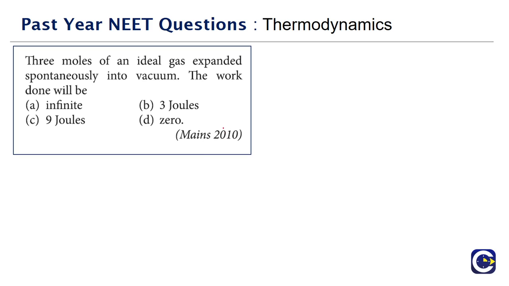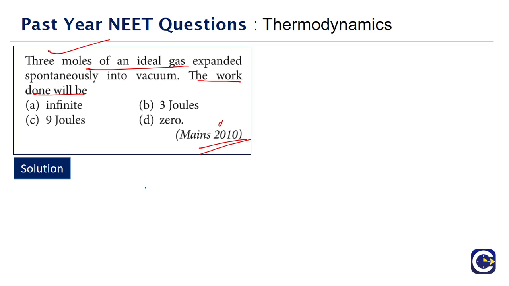This is a question that has come in Mains 2010. 3 moles of an ideal gas expanded spontaneously into vacuum. We have already discussed this once before. What is this? Expansion in vacuum, that is free expansion, right? Where the external pressure value will be equal to 0. Expansion in vacuum means the external pressure will be 0. How much will the work done be?